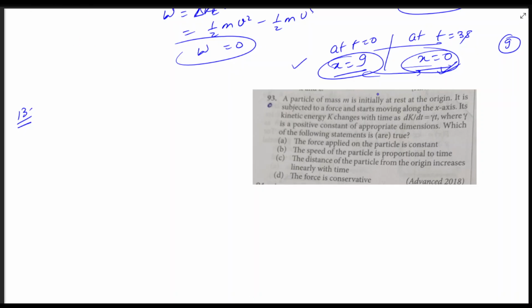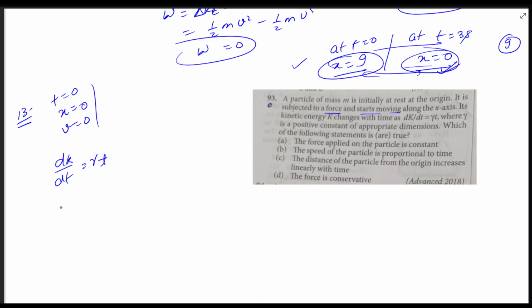Perfect. So what we have here is a particle of mass m initially at rest at origin. So at t equal to 0, x0, v0. Okay. It is subjected to a force such that it starts moving in the x axis. The kinetic energy changes like this. So dK by dt is gamma t, and gamma is some constant. So force, speed, distance. Okay.